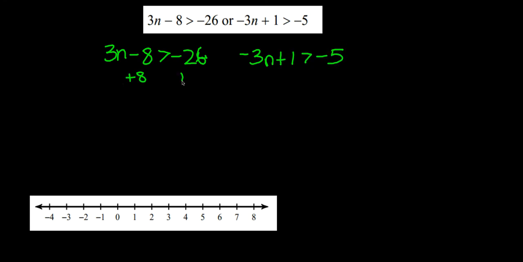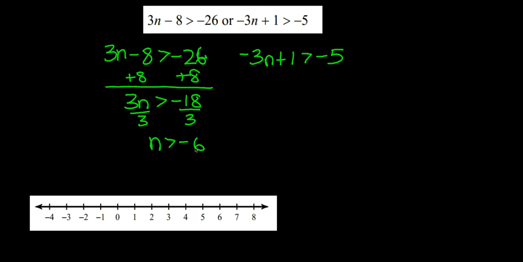Cool. So the first step to solving this set of inequalities here is to treat them individually. So I'm going to take my 3n minus 8 is greater than negative 26. Sorry, it helps when we write things correctly. And I've got my negative 3n plus 1 is greater than negative 5. On this one, I'm going to have to add my 8. I'm going to get 3n greater than negative 18. I'm going to divide by 3, and I'm going to get n is greater than negative 6.